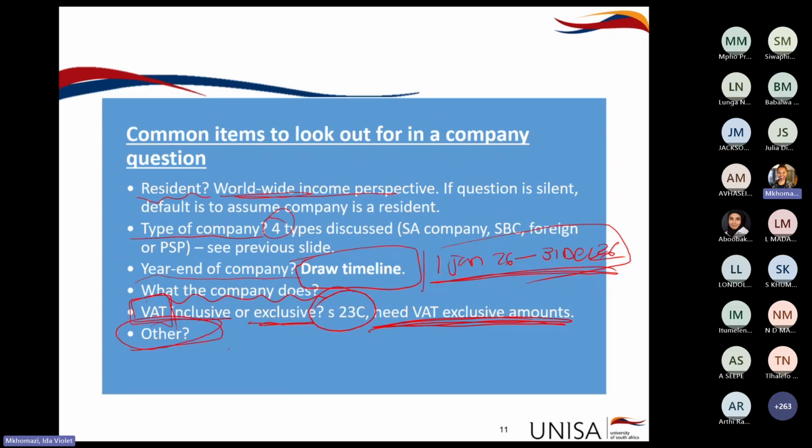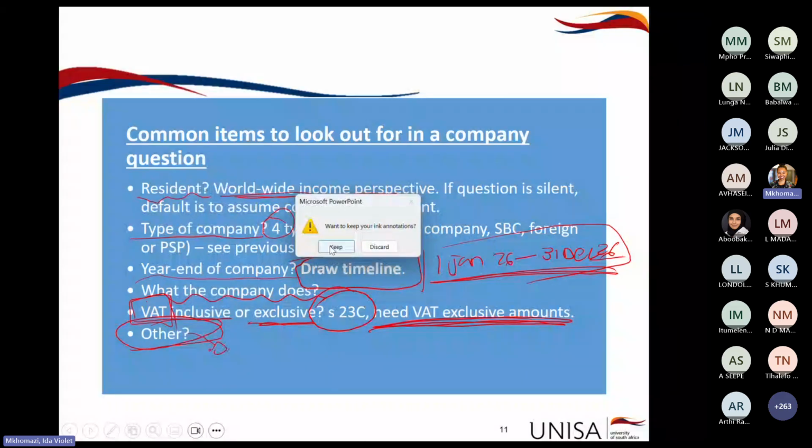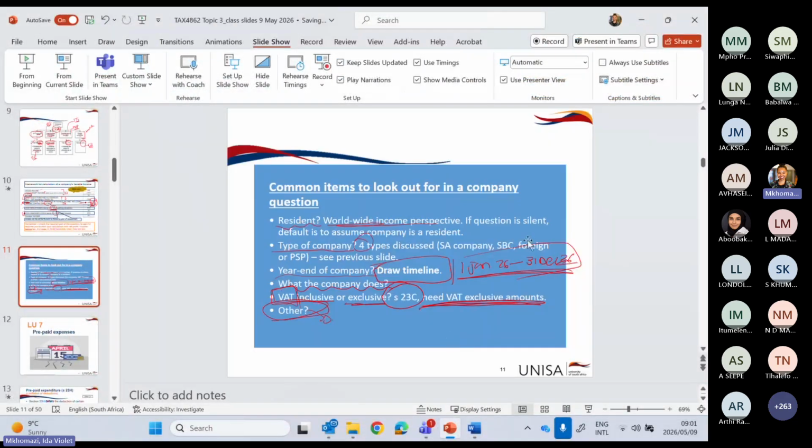Other, I have a question mark there. So with other, what I can think of, since now we looked at donations and the assessed loss, as you read the question, just check if there's any qualifying donations and balance of assessed loss, because now you know that the order has changed because of the legislative amendment. So please bear in mind the order of the calculation. And at this point, I think we can look at the question.